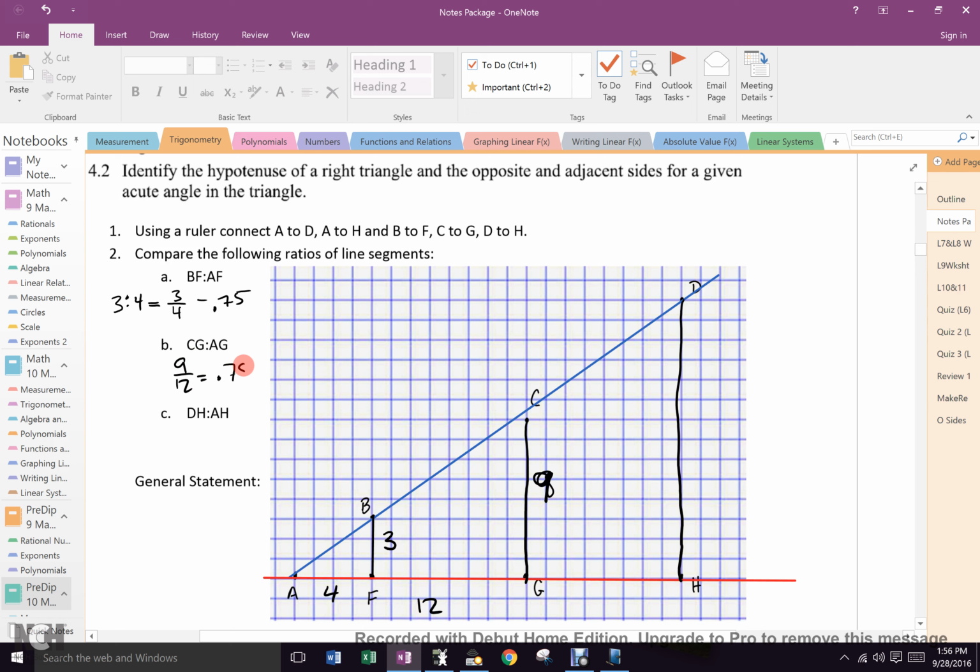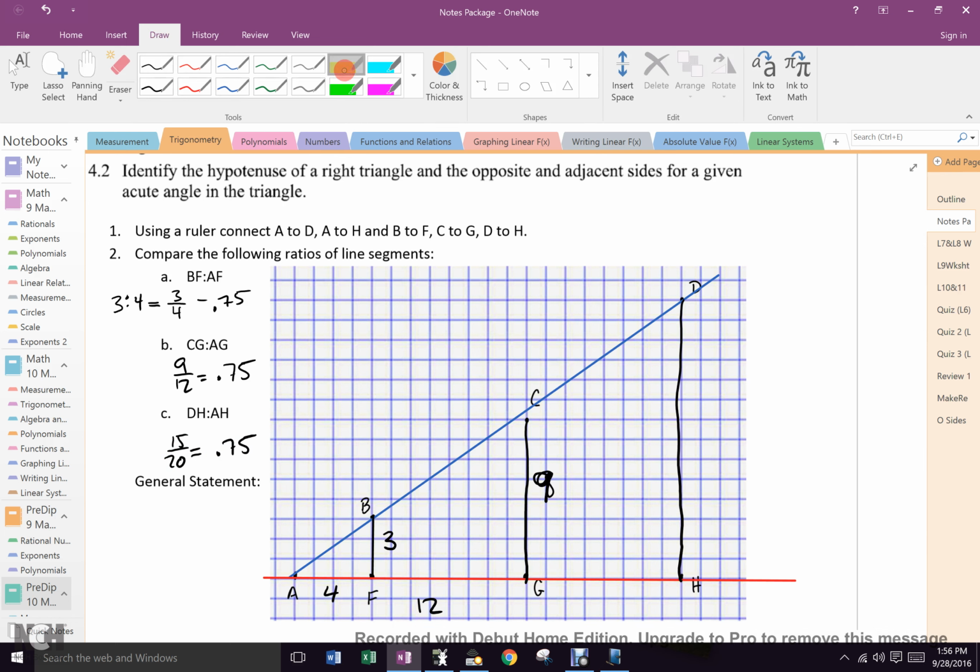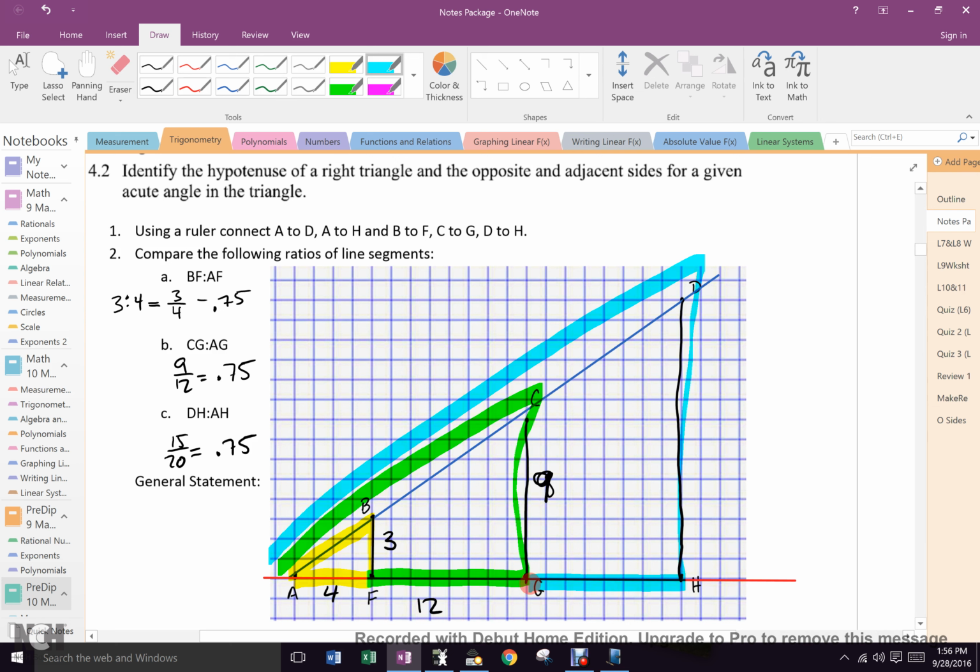CGAG is, again, 0.75, yes? So what's DHGH going to be? 15 over 20, which is, again, 0.75. I'm going somewhere with this. What do you notice about this triangle, and this triangle? What's the only thing they all share?